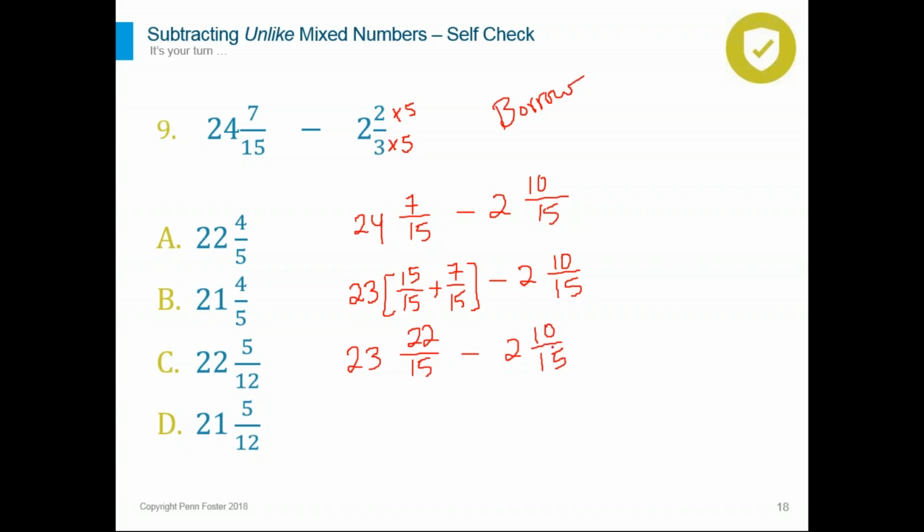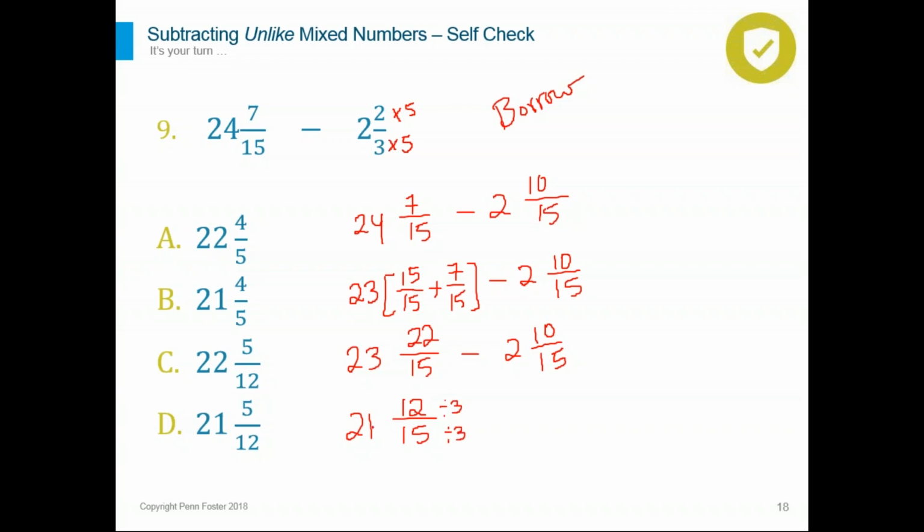Now subtract, because 22 minus 10 is doable. So 23 minus 2 will give you 21. 22 minus 10 will give you 12 on the top, and 15 will still stay in the denominator. That's not the simplest form of the answer, because between 12 and 15 there is a common factor. Divide by 3 over 3.